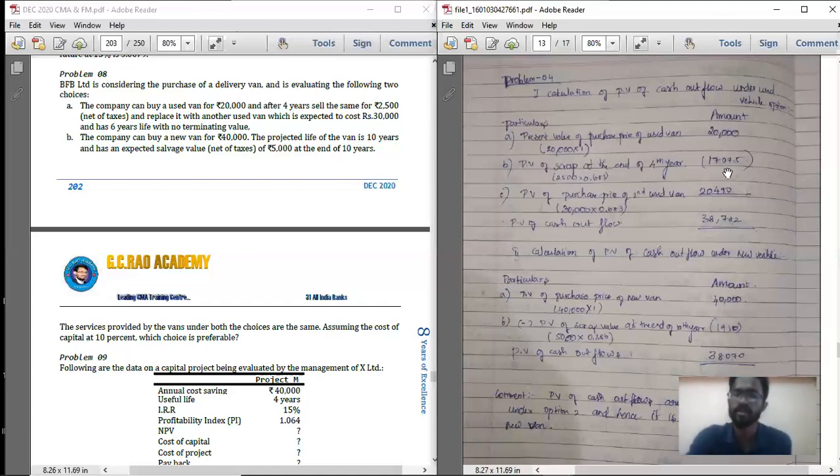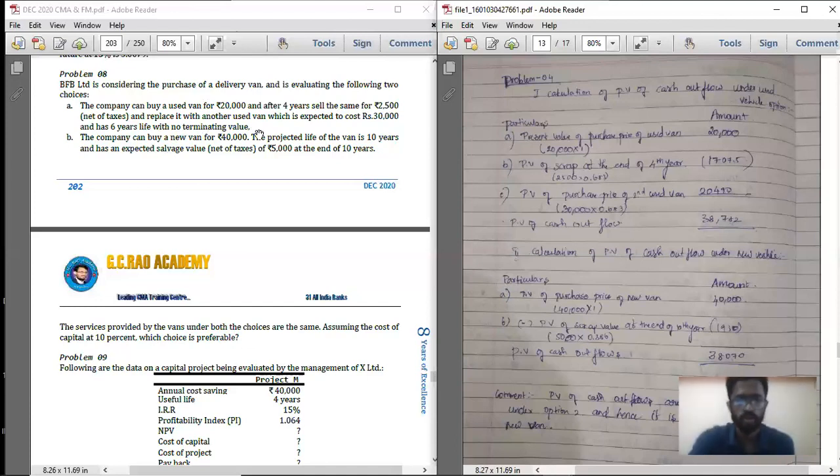So deduct 1,707.5. Again, at the end of the 4th year, you replace it with another used van, which is expected to cost 30,000 and has a 6 year life with no terminal value.